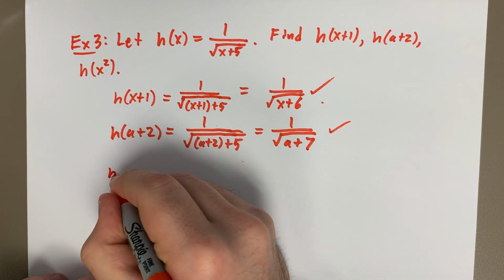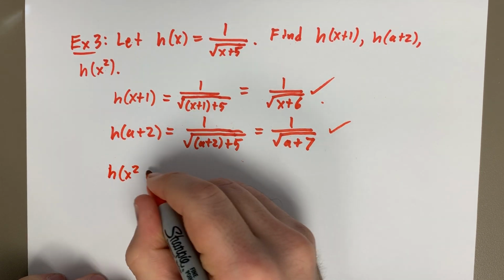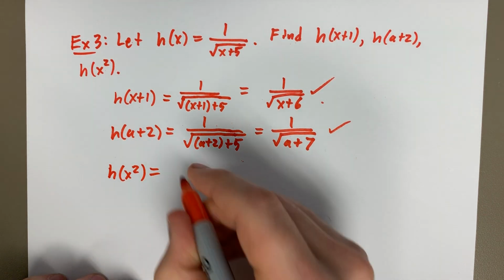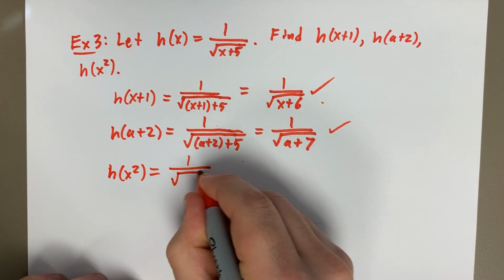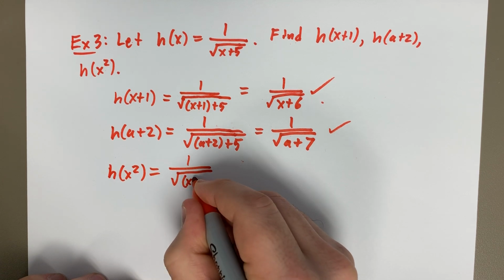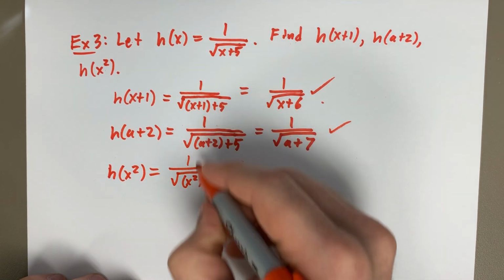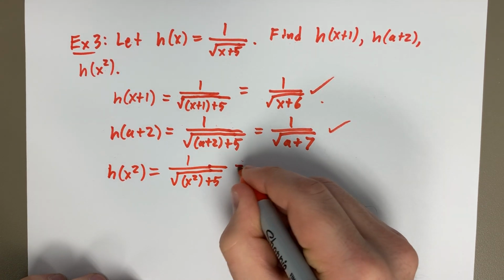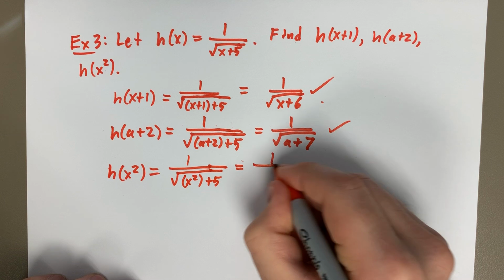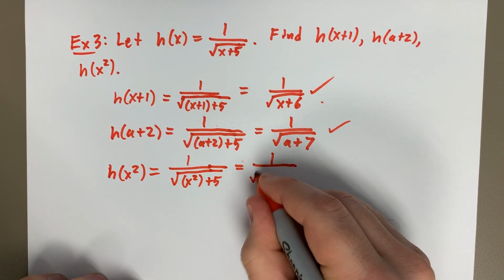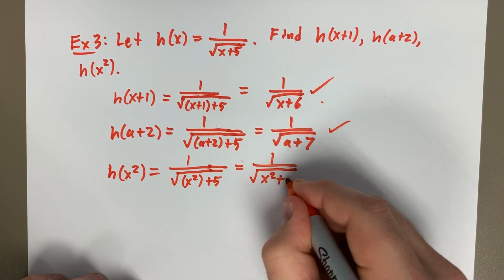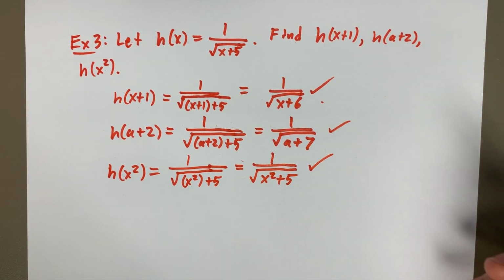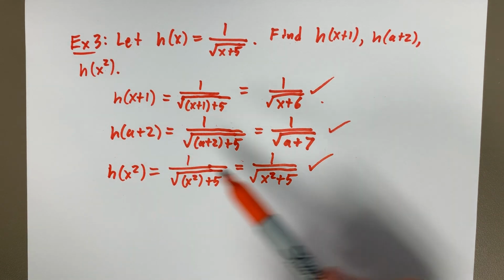All right, let's take a look at h of x squared. So every place I see an x in the original formula, I'm going to replace it with an x squared. So I have 1 over square root of x squared, because I just replaced x with x squared, and tack on that 5 that comes along for the ride. Simplify. All I'm doing right now is dropping the parentheses, because there's really nothing I can combine inside this radical. So I have x squared plus 5. And that one's done.